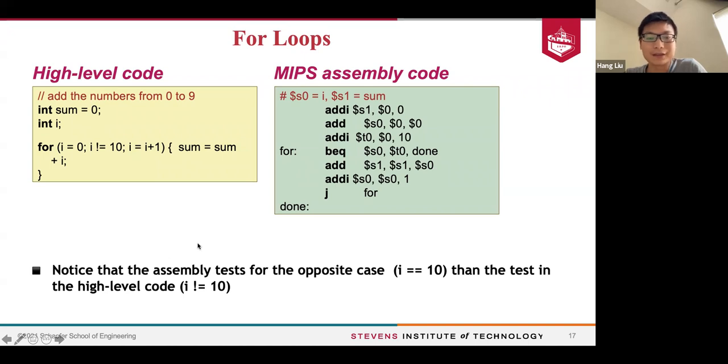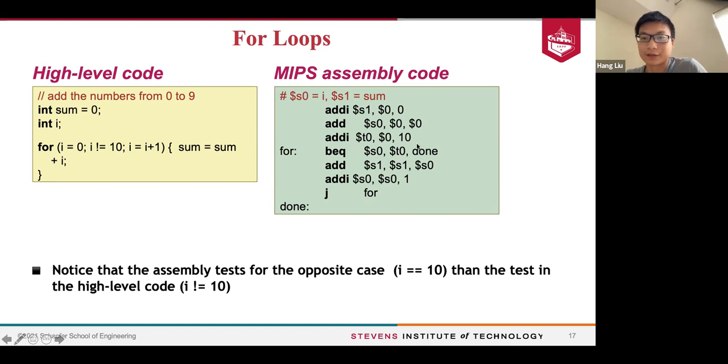Notice that assembly tests for the opposite case: the loop condition is i is not equal to 10, but the test is whether i equals 10. Because when S0 and T0 are equal, that means S0 is 10, so then we jump out. So this is how it goes, okay?